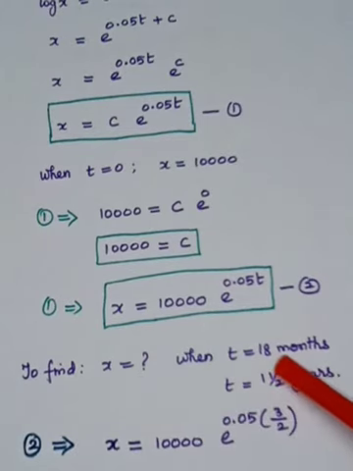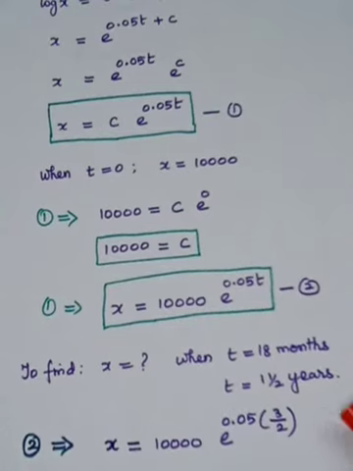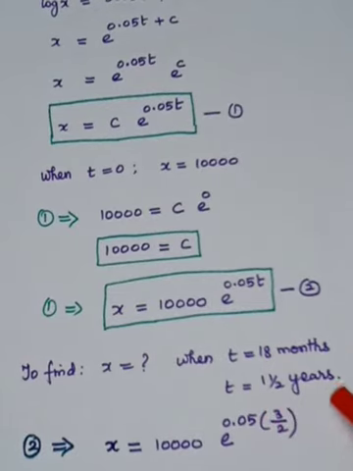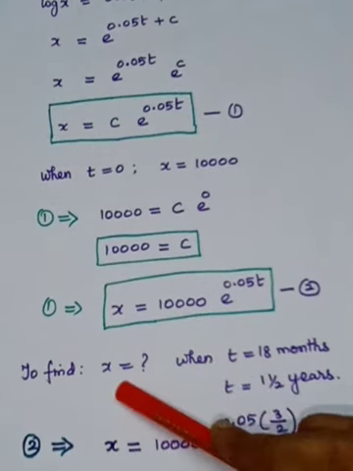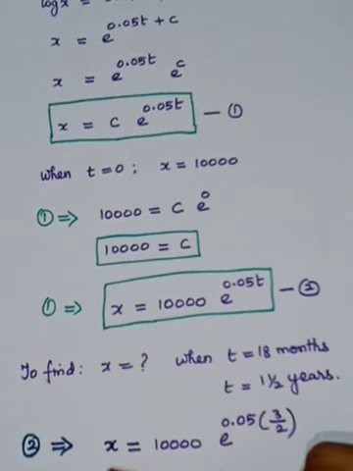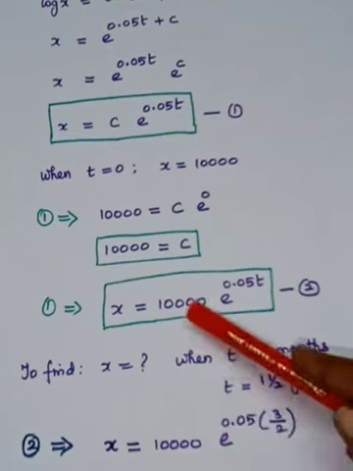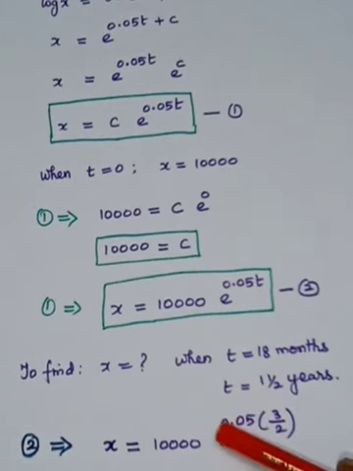Okay, 18 months. So see here, you have to write in terms of years because the rate of interest is per annum. So per year only we have calculated. So 18 months is nothing but 1.5 years. This 1.5 years can be written as 3 by 2 years. Okay, so t is equal to 3 by 2. You have to find what is x. So substitute in this second equation. x is equal to 10,000 e power 0.05 into 3 by 2.